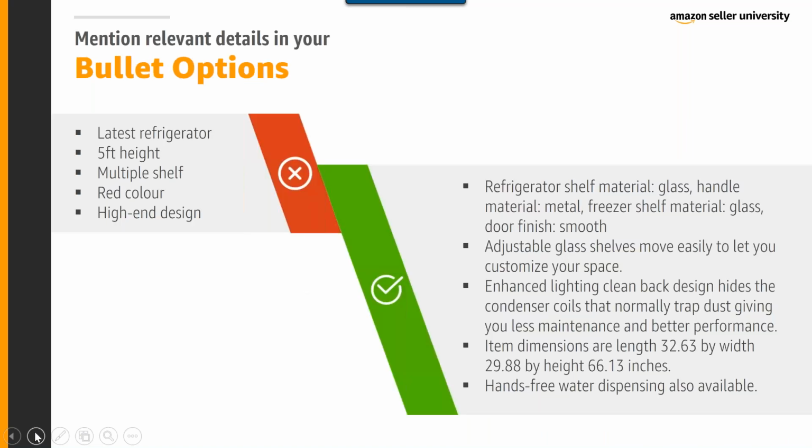Moving forward, next we are going to talk about the bullet points. I'm going to take the same example, a refrigerator. If I go to an offline store, I have a salesperson coming in front of me explaining the product. I can ask him questions and he'll give me the answer right then and there, and I'm convinced. Now if I read a bullet point that says latest refrigerator, 5 feet height, multiple shelf, red color, high end design.